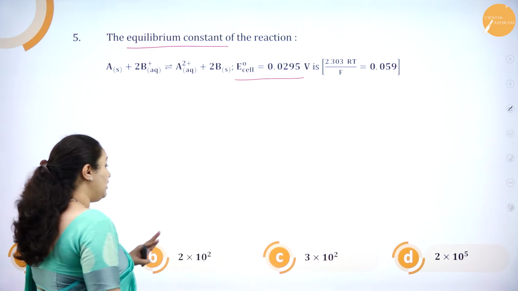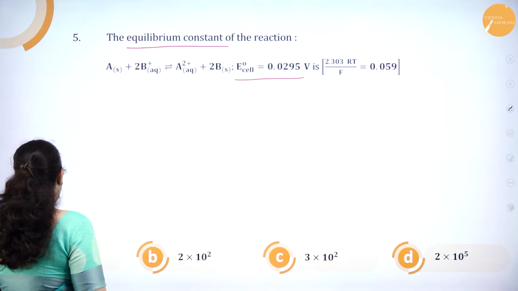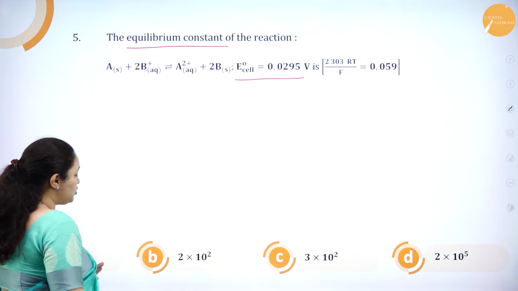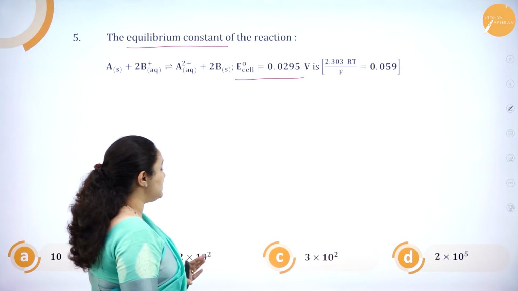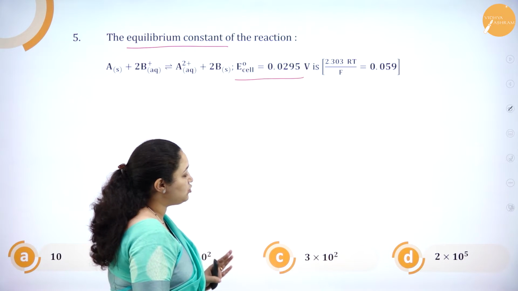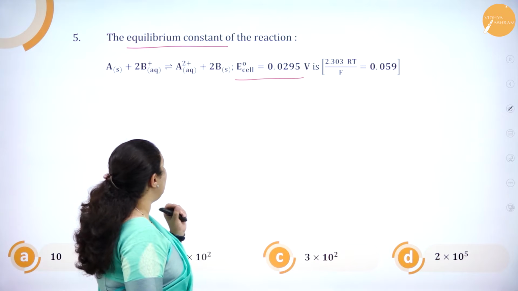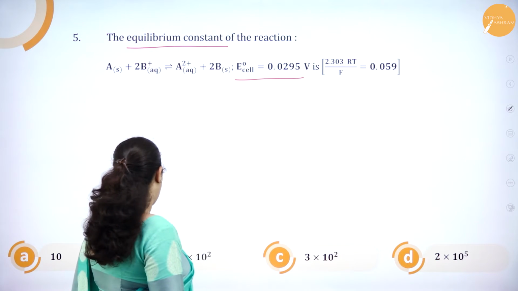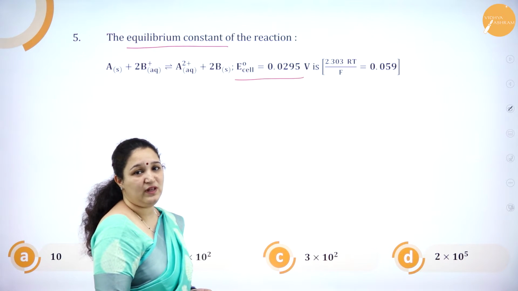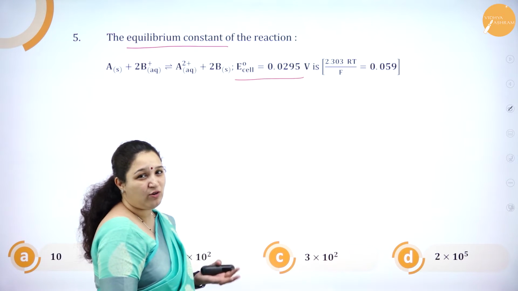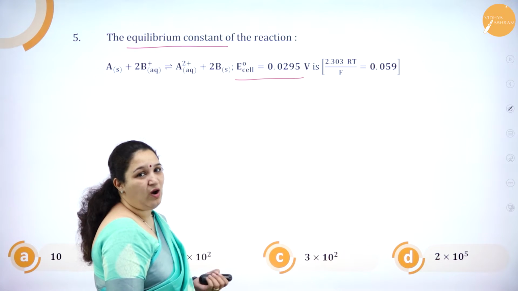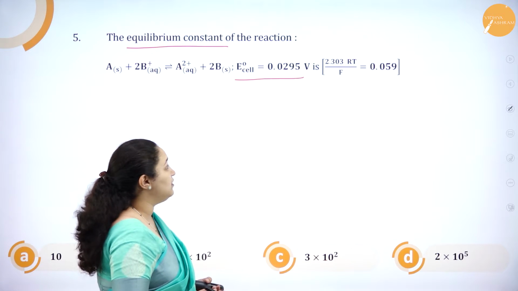Okay, and what are the options we'll see. Option A is 10, B is 2 into 10 power 2, C is 3 into 10 power 2, D is 2 into 10 power 5. So equilibrium constant can be any one of the values. We do not get a lot of hint from looking into the options, isn't it? So we shall solve this.